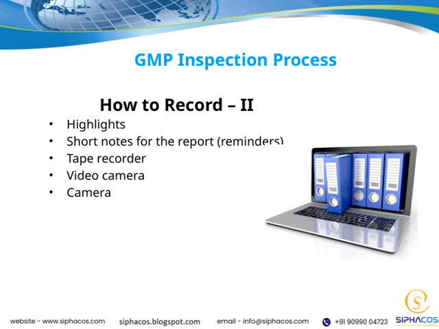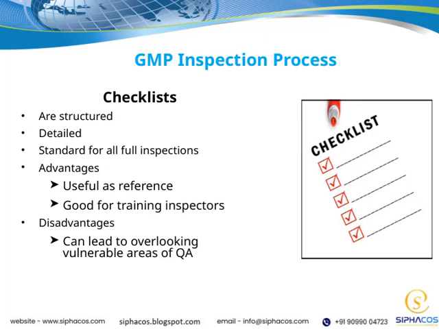Remember, the goal is to accurately document the inspection process to ensure compliance and maintain a thorough record. Connecting this to the overall theme, proper recording techniques are essential for transparency and accountability throughout the GMP inspection process. Let's talk about checklists. These are structured tools that help ensure all necessary steps are covered during inspections. They tend to be quite detailed, which is great for consistency. In fact, they often serve as the standard for all full inspections, making sure nothing is missed.